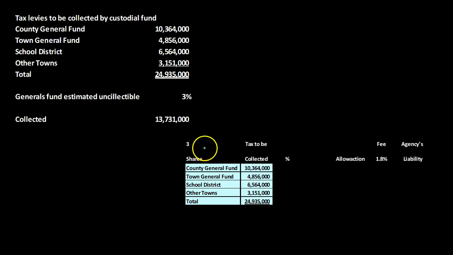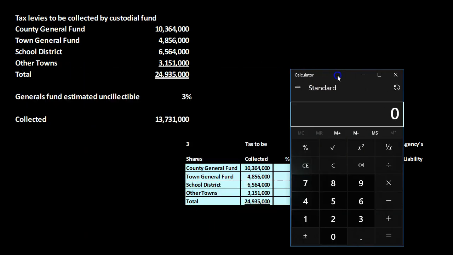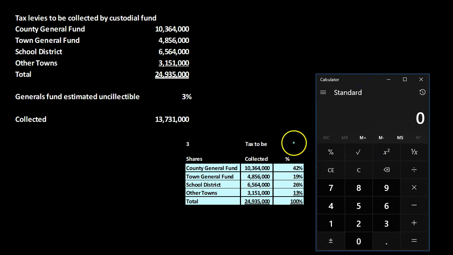So we're going to say, all right, well, let's look at the totals. Here's the totals. We're just bringing these totals down: the 10,364,000, the 4,856, the 6,564, the 3,151 for the total here. Let's take the percentages of them. And this type of calculation is very useful. It's applied in many different locations.